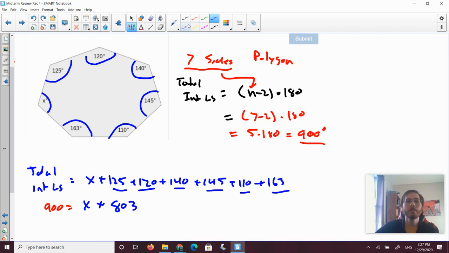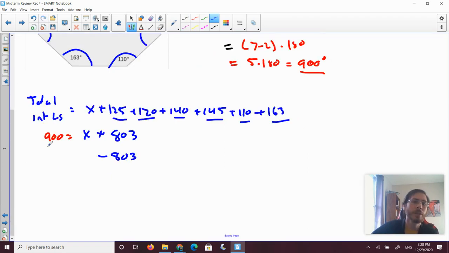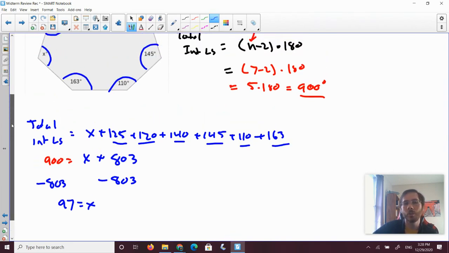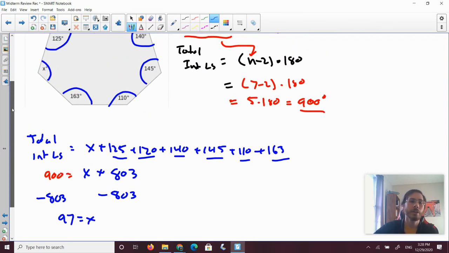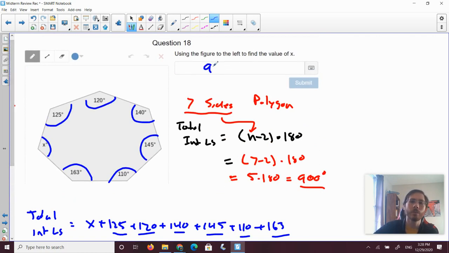So we get 803. To get x by itself, all we've got to do is subtract 803. So there's our minus 803. We can subtract 803 over here, and that's going to give us our final value for x. So we get 97 for x. And that's exactly what we wanted to do, was find x. So we got it. So x is 97 degrees.